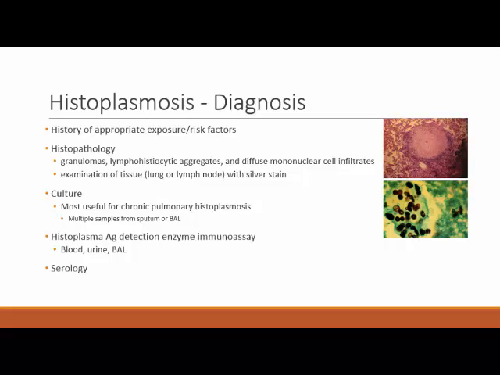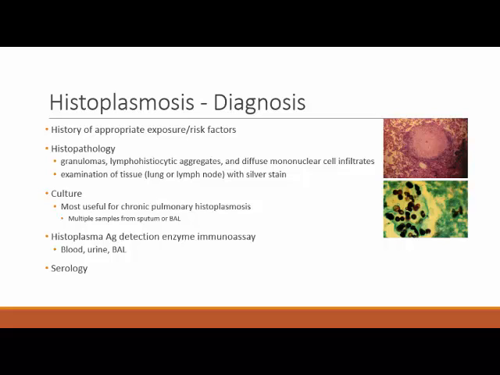Diagnosis can be done in a variety of methods. Histopathology, you will usually see granulomas or lymphohistiocytic aggregates or mononuclear cell infiltrates. So the top picture is a picture of a granuloma. Examination of the tissue, usually from a lung or from a lymph node with silver stain, will actually show the organism. So that is the bottom slide. It's the budding yeast, which you can see on silver stain.